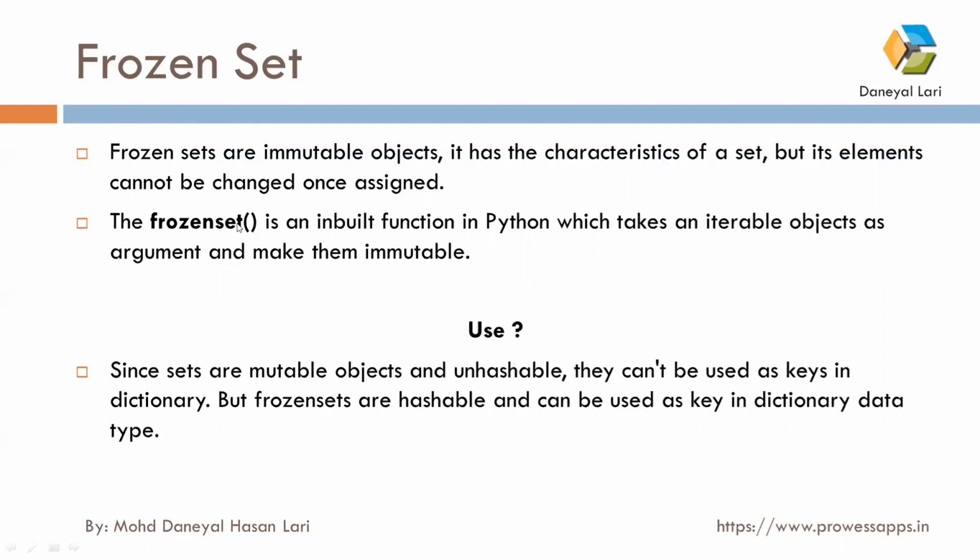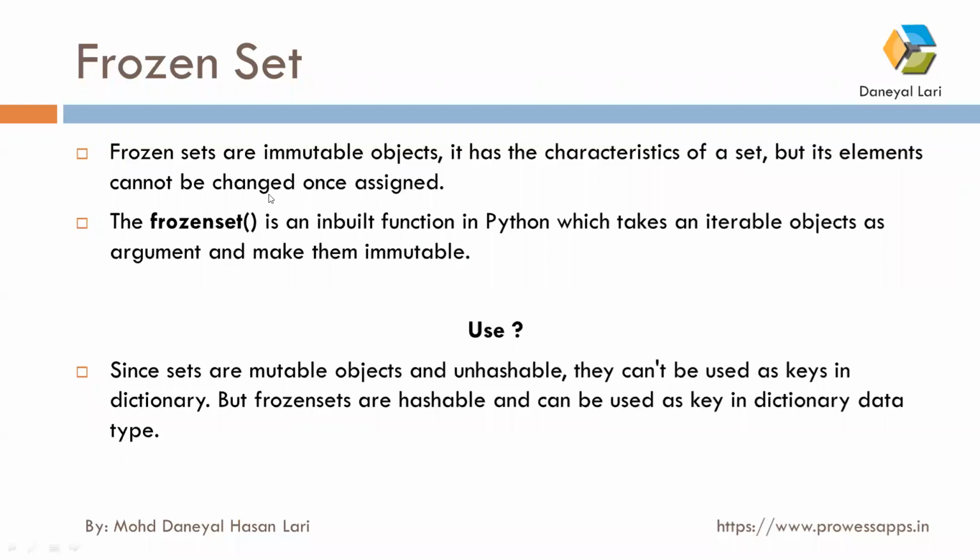If you want to make a set immutable, then you will use a method that is called frozenset. The frozenset is an inbuilt function in Python which takes an iterable object. Just remember this one. If you want to create any frozen set, you need to pass an iterable object into the frozenset method as an argument and make them immutable. So the question is, what is the use of this frozen set?